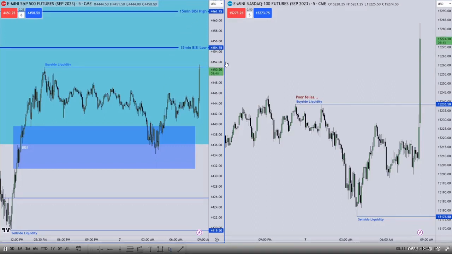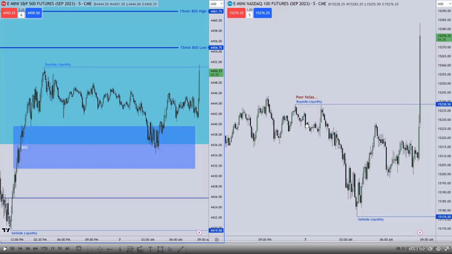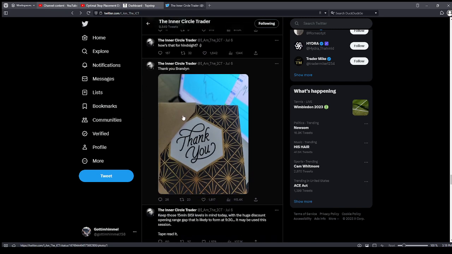I don't know if it's going to be shown here on this video. But one of the things that you can see that he does is that right before an economic release, he marks out where the buy side and the sell side liquidity should reside. And obviously you don't see him take a trade execution here. Let's see if there were any other execution videos. No, we're back on July the 6th.